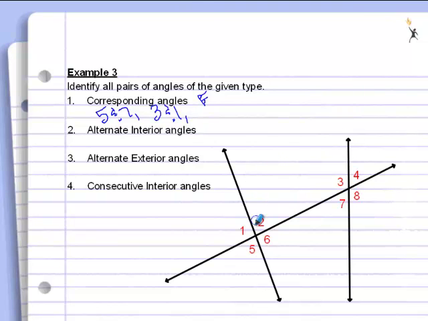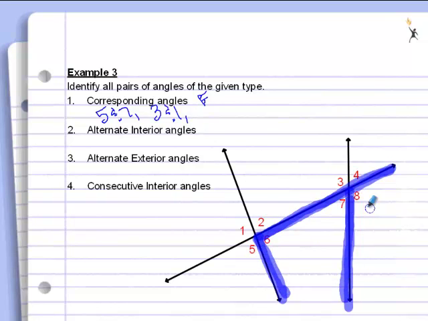We're still using this line, but instead of 5 and 7, now our F looks like this. Again, here's my F. You might be saying, I don't see the F. Turn your paper over this way. Okay, let me redraw it. Here's my F, which means that these two angles are corresponding. Now it's backwards and pointing down, but it's an F nonetheless.